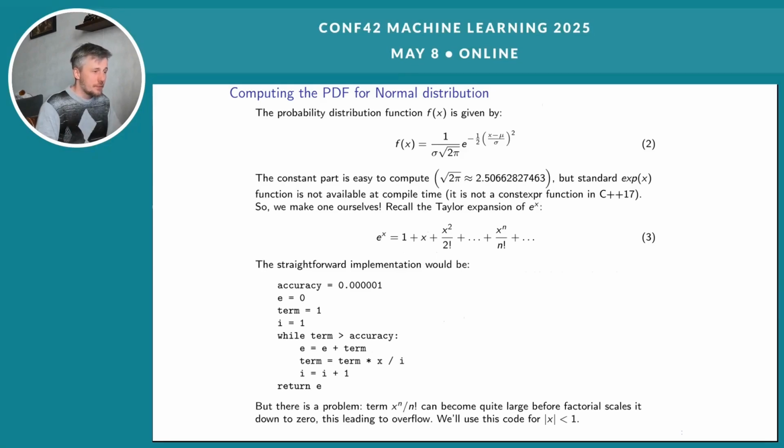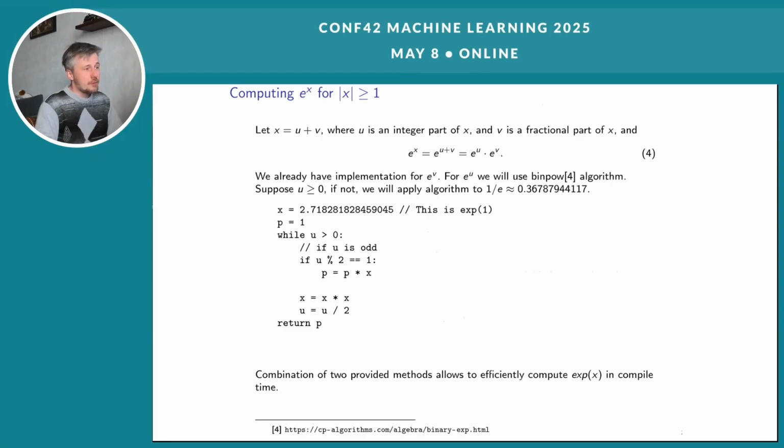And for greater values, we will use another approach. When the absolute value of x is greater than 1, we will split it into a sum of two values, an integer part, variable u, and a fractional part, variable v. Since v is less than 1, we already know how to compute e to the v. And for e to the u, we will use the binary power algorithm, which computes the integer power of the value in logarithmic time. The algorithm of computing e to the u is given below. So to compute e to the x for arbitrary x, we will use the combination of these two algorithms and formula 4. All discussed algorithms can be evaluated at compile time, and the full source code is provided on GitHub.